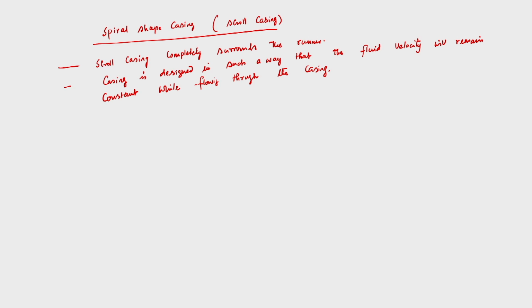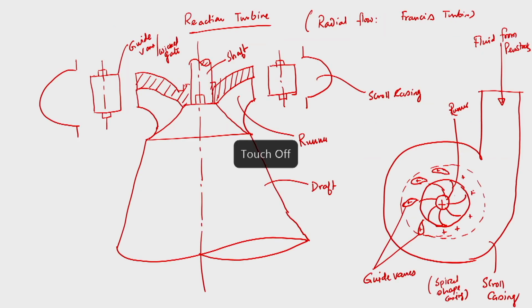So, these are the two important features. First one is the scroll casing completely surrounds the runner, of course we have seen from the schematic, and the casing should be designed in such a way that the velocity of the working fluid, whatever is coming from the penstock, will remain almost constant while flowing through the casing. So, this is another important aspect for the casing shape. Now, if I go back to the schematic, what is happening? Fluid is coming from the penstock, it is now entering the casing, and while it is moving in the casing, velocity will remain almost constant.